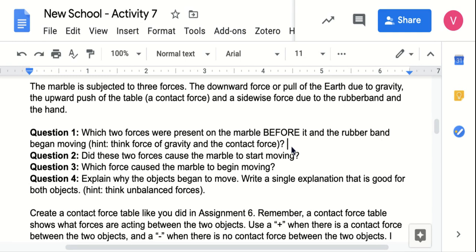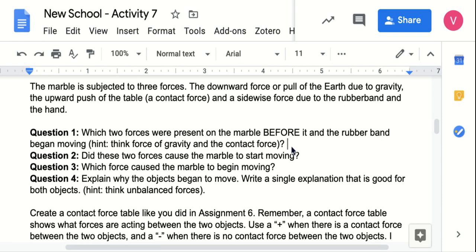So if we're thinking about force of gravity, it would be pushing on top of the rubber band and the marble. That would be coming up to down. So if we think about opposing forces, we would need a force that would be pushing up on the marble and the rubber band. So what's the contact force? What are they sitting on that's pushing up on them? That would be the table.